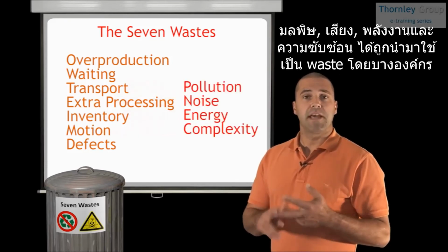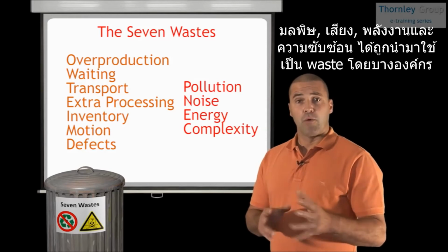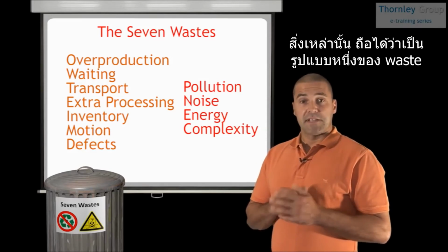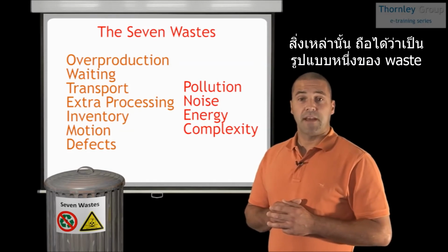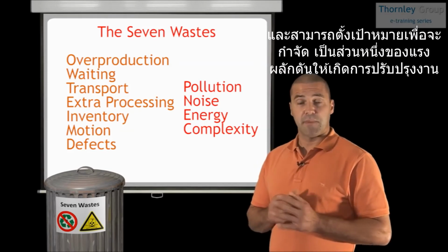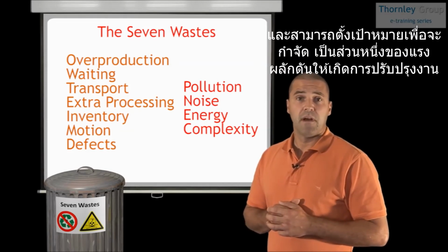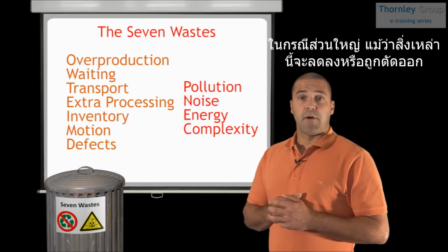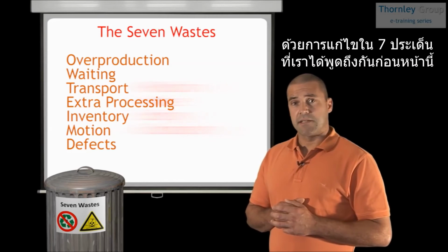Pollution, noise, energy, and complexity are also put forward as types of waste by some organisations. These are legitimate forms of waste too, and can make good targets for elimination as part of an improvement drive. In most cases though, these things are reduced or eliminated by addressing the 7 we have just discussed.